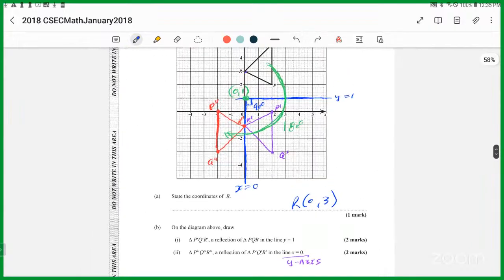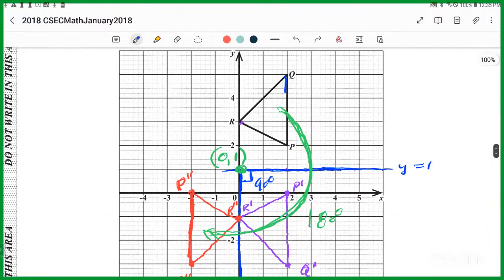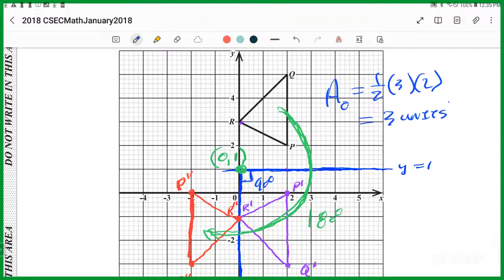Alright? So the area of PQR, this triangle, what will be the area of that triangle there? So easy. This is the base and this is the height. So the area of the object will be half times this, which is 3, half of 3 times this perpendicular height of 2 units. This half cancels this 2, so it becomes 3 units squared. That is the area of that triangle, 3 units squared.